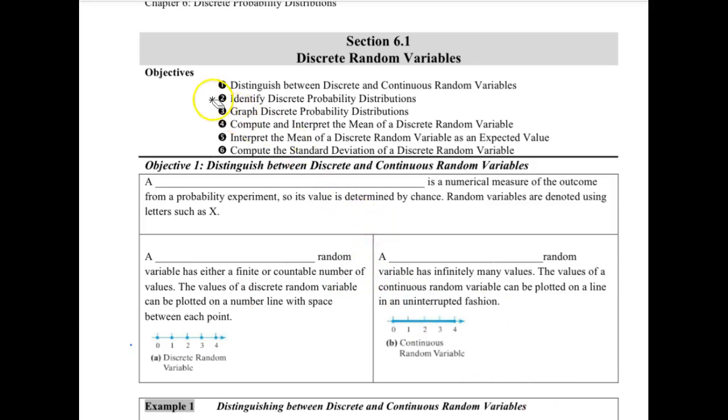So in our notes, the first thing of interest here is going to be the first thing you put in there, a random variable. Okay, and so what's going to happen is a random variable is a numerical measure of the outcome of a probability experiment. A variable changes, so its value is determined by chance. Random variables are denoted using letters such as X. We use a big capital letter X.